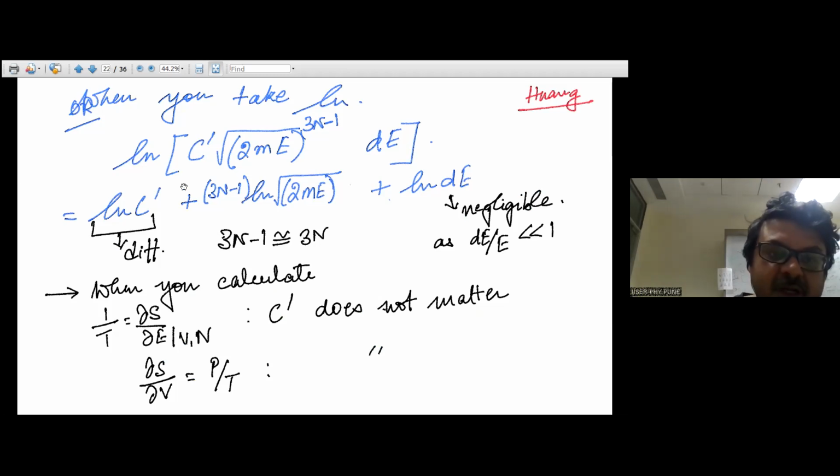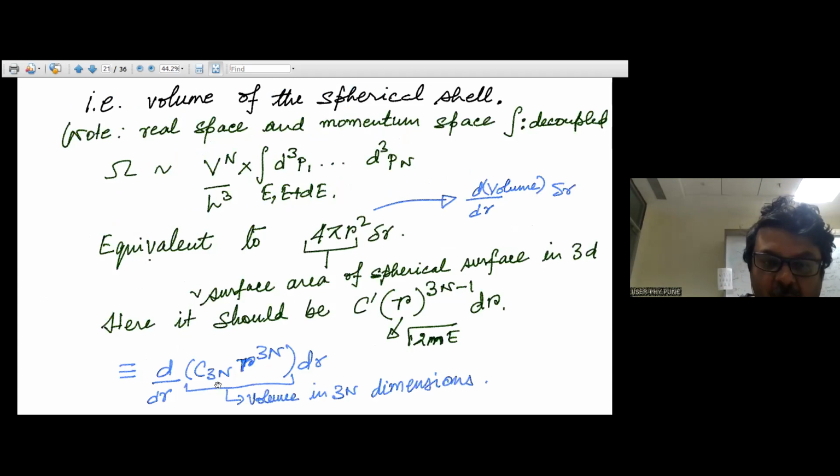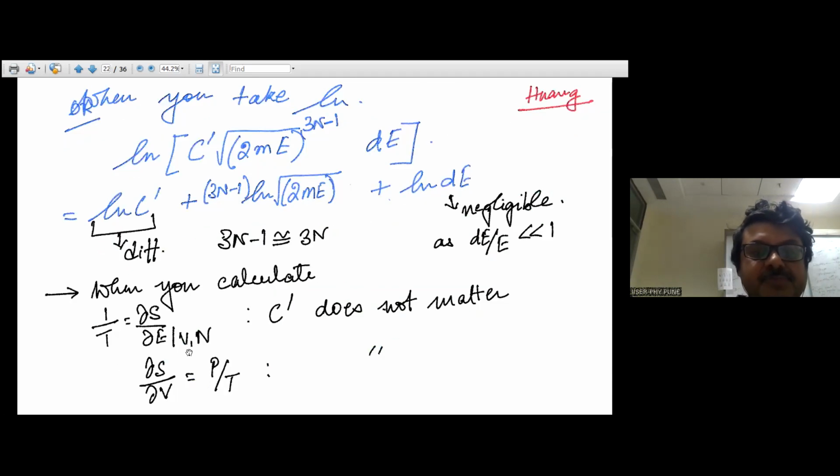Moreover, though the C dash is definitely different from C3n, when you calculate quantities like the temperature or the pressure, there should be appropriate, so this is a partial derivative with appropriate things kept constant. This C dash is going to drop out, right? When you take derivatives with respect to energy, or you take a derivative with respect to volume. So it's not going to matter at all.